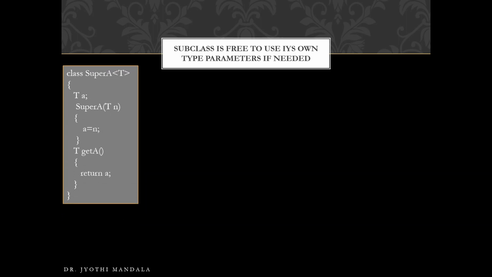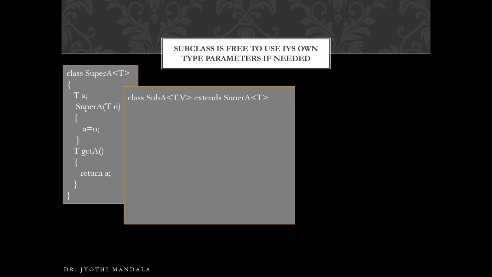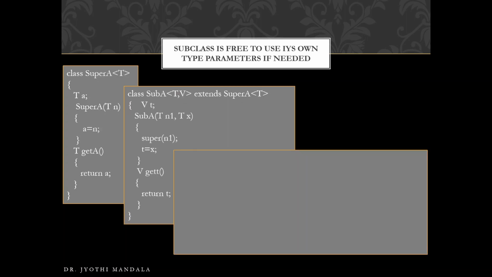You can see here what I am saying. The superclass is taking only one type parameter, but the subclass can have its own number of parameters. That is why I have taken 2 here. So according to your application, you can write whatever you want. Here both the super and subclass are of generic type, but it is not limited so that the subclass should have only that many type parameters. No, it is not the case. It is free to have its own number of type parameters.